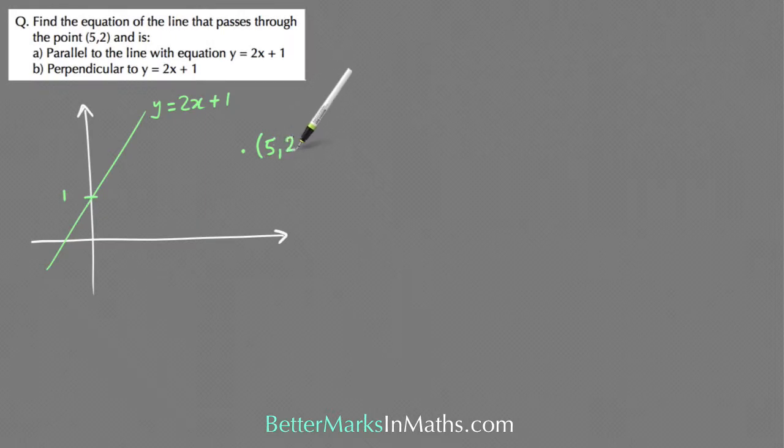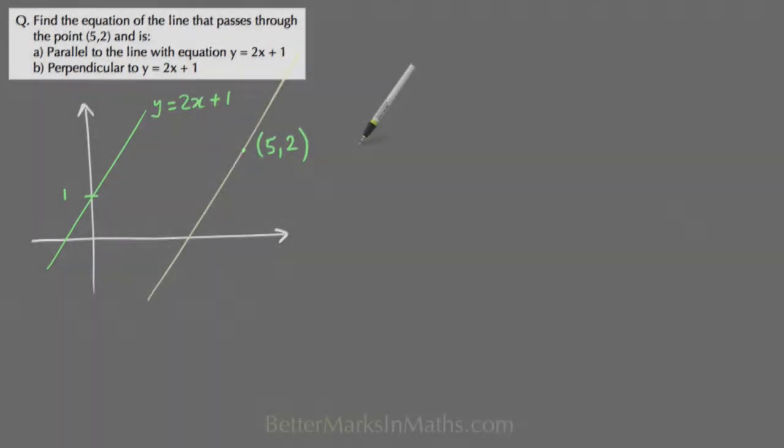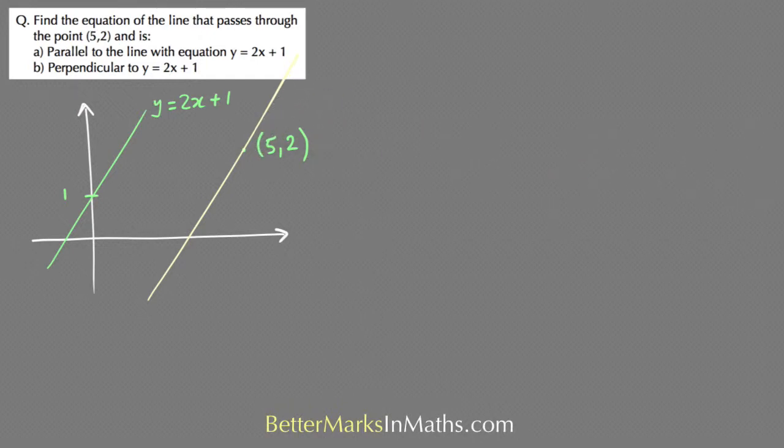So what you've got is a line that's parallel to this line and going through that point. So it goes over here somewhere like that. And there's the line that is roughly parallel to this one and passing through that point (5, 2) right there. So the key thing in this question is the wording: parallel to the line.